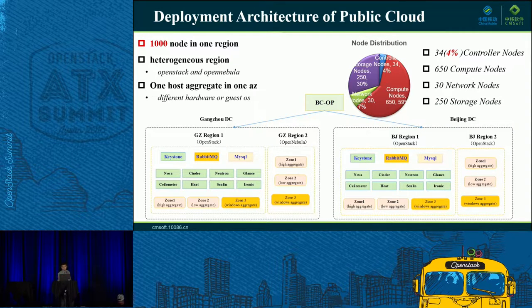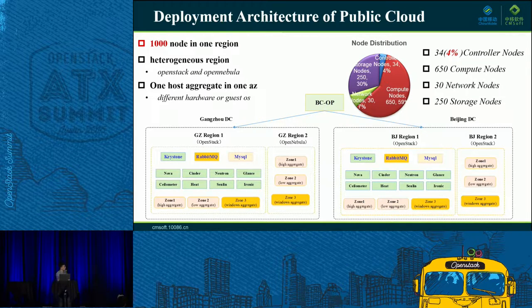In this slide, let's talk about the deployment architecture of China Mobile public cloud. So far, there are two data centers, in Guangzhou and Beijing separately. We developed a product called BCOP to unify the management and operation among all data centers. Each data center contains more than 2,000 physical nodes. Given OpenStack scalability issues, we split a data center into two regions, 1,000 nodes in a region.